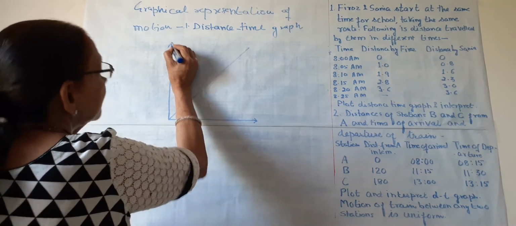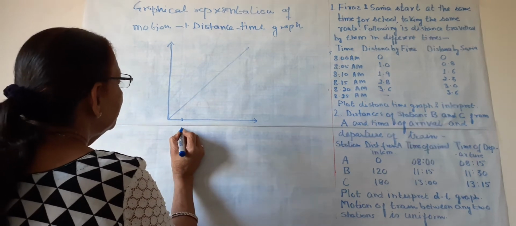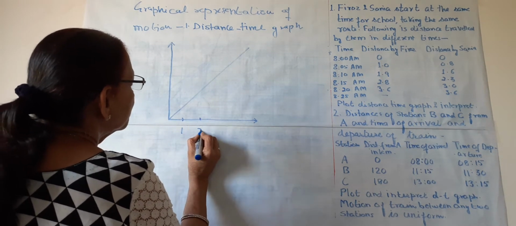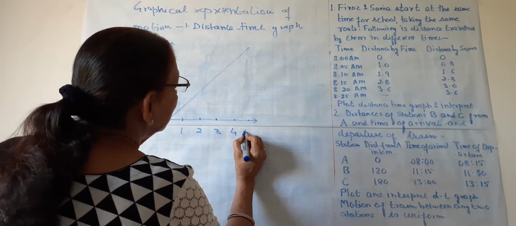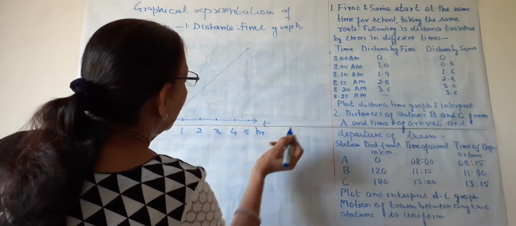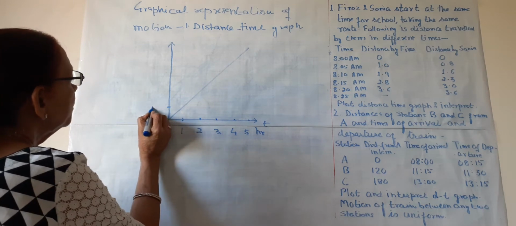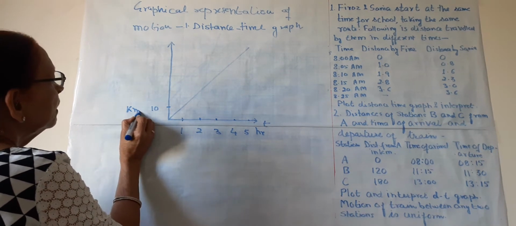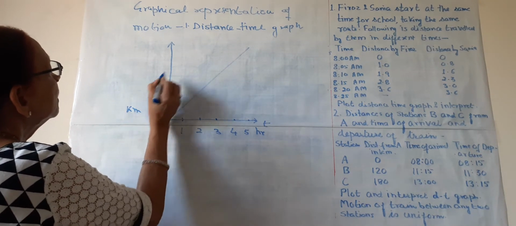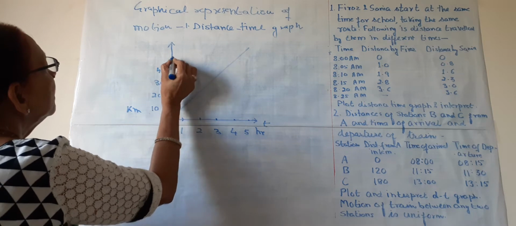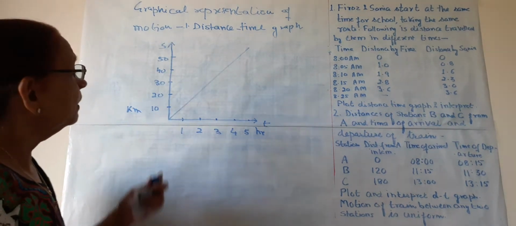On this axis, suppose I have taken time as 1 hour, 2 hours, 3 hours, 4 hours, 5 hours. Time is taken in hours. On this axis, I have taken distance in kilometers: 10 kilometers, 20, 30, suppose 40 and 50. This is the distance in kilometers.